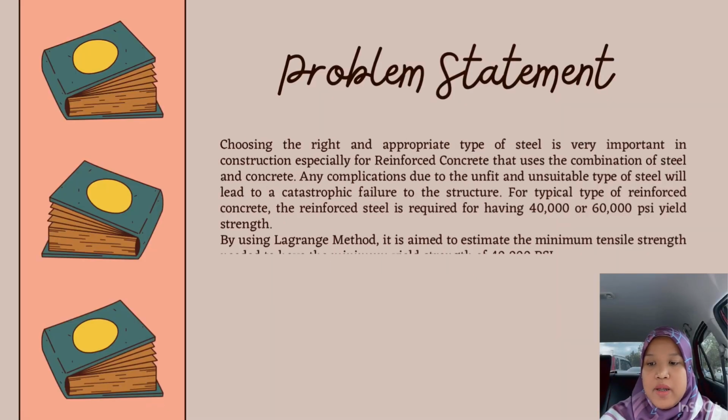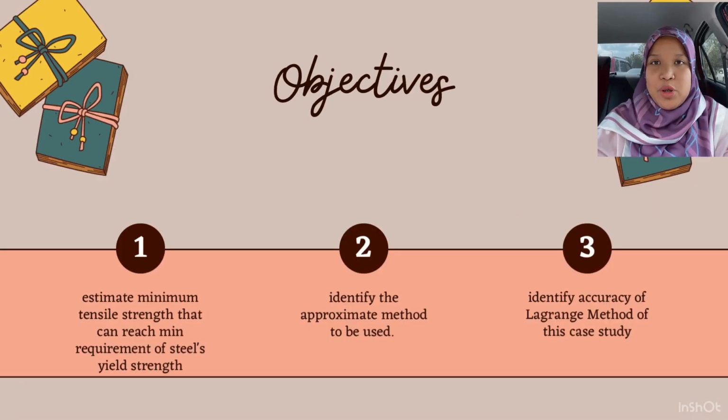The problem statement of this study is to choose the right and appropriate type of steel, which is very important in construction, especially for reinforced concrete that uses a combination of steel and concrete. Any complication due to unfit and unsuitable type of steel will lead to a catastrophic failure to the structure. For a typical type of reinforced concrete, the reinforced steel is required to have 40,000 to 60,000 psi yield strength. By using Lagrange method, it is aimed to estimate the minimum tensile strength needed to have minimum yield strength of 40,000 psi.